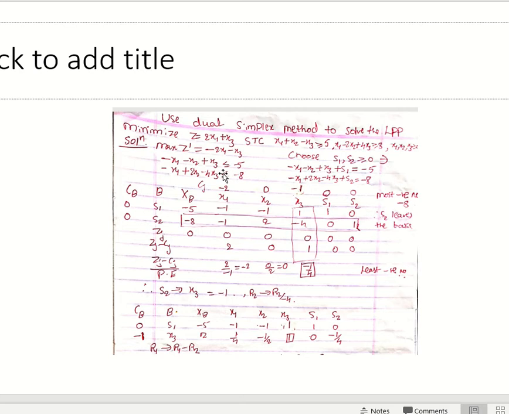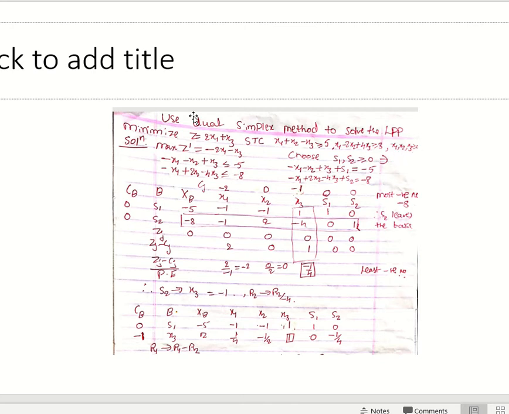See here, use the dual simplex method to solve the LPP. That is, minimize z equal to 2x1 plus x3, subject to the constraints x1 plus x2 minus x3 greater than or equal to 5, and x1 minus 2x2 plus 4x3 greater than or equal to 8, with x1, x2, x3 greater than or equal to 0.